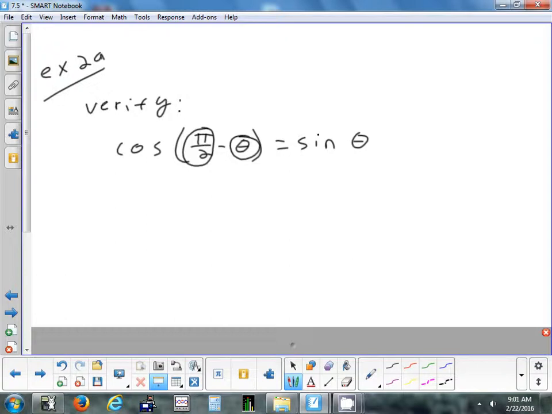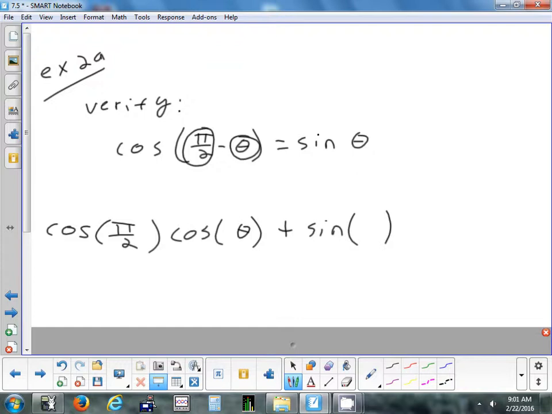All right, so who can remind me what my first argument is going to be here? Cosine pi over 2. Okay, and what's going to come next? Cosine theta. And now is it a plus or a minus? A plus. So that you just have to remember. With the cosine difference formula, you use a plus. Okay? And then it's sine. What comes next? Pi over 2. And sine theta.